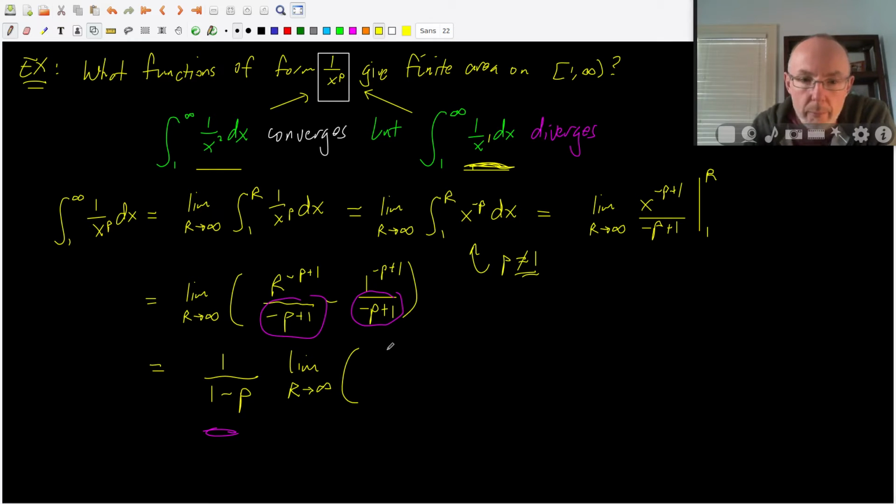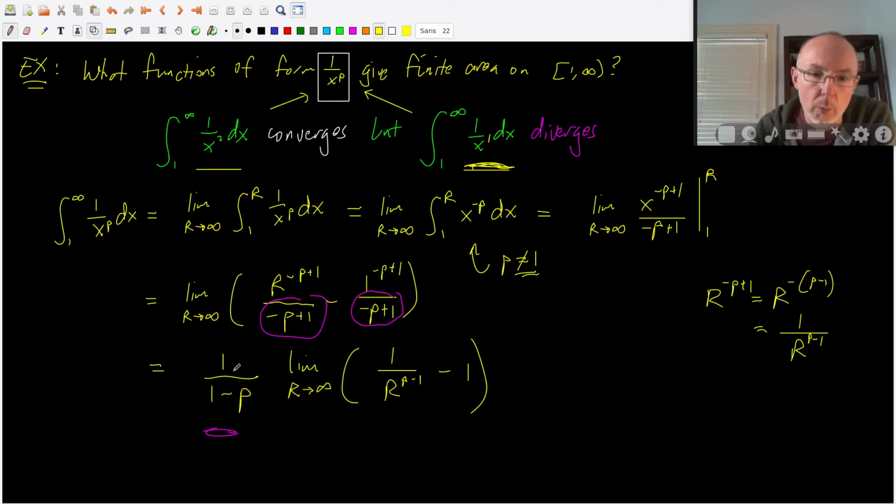And what we're left with is the first term, which is going to be 1 over r to the power of 1 minus... well, hang on, I've got to change the sign, because r to the power of minus p plus 1 is the same as r to the power of minus (p minus 1), and that's the same as 1 over r to the p minus 1. So this is 1 over r to the p minus 1, and then I'm going to subtract, well, there's just a 1 there, because I took all the other factors out the front. All right, so there's our limit we've got to evaluate.